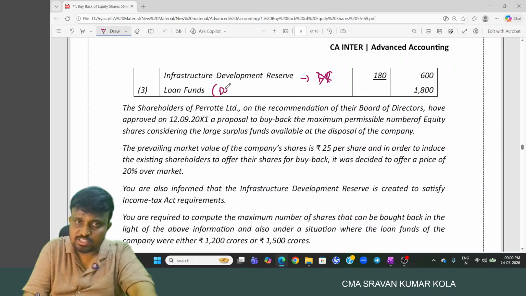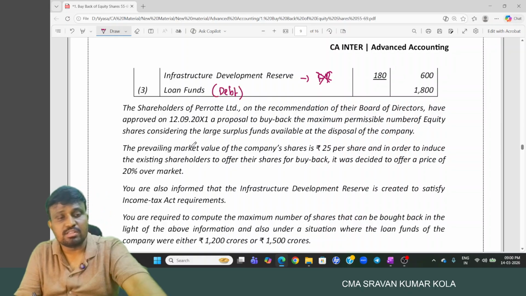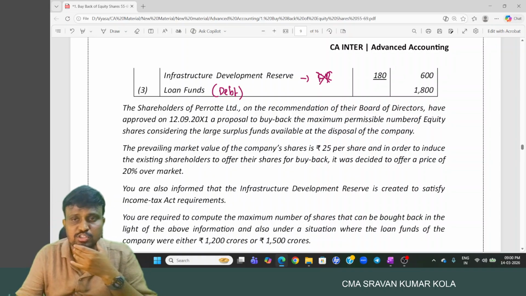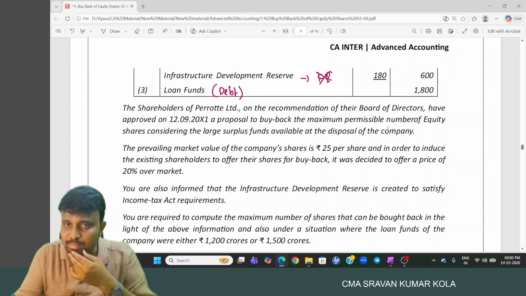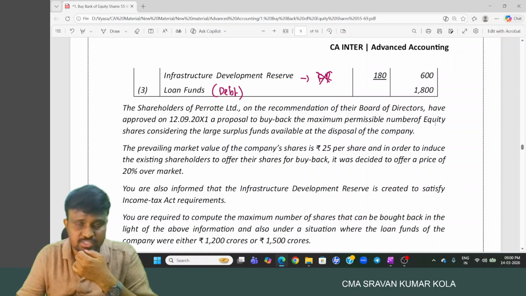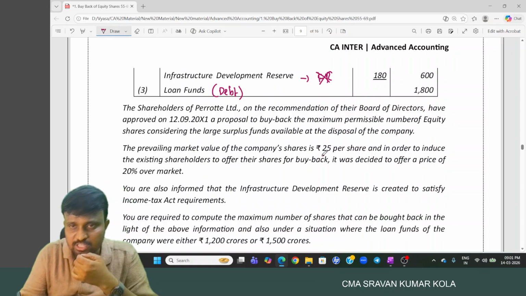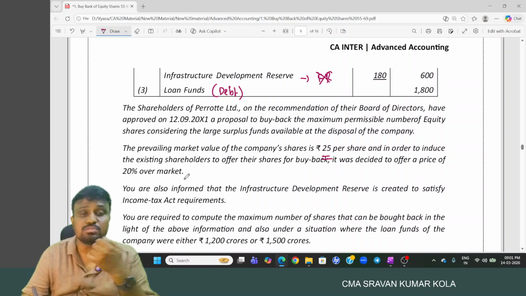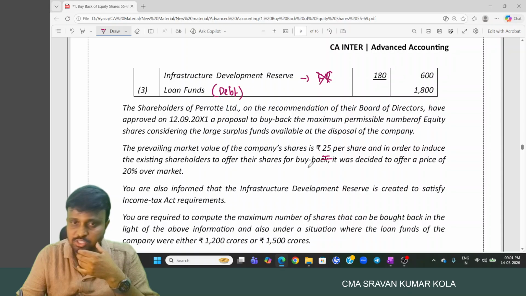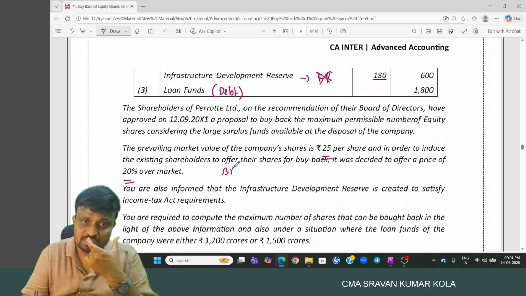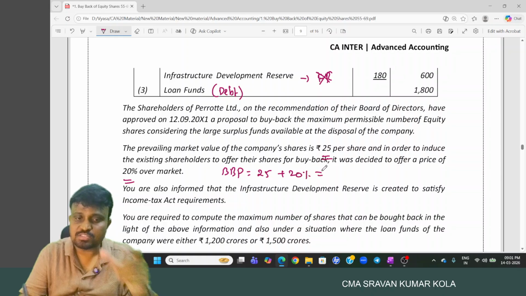And loan funds, this is nothing but debt. The shareholders of Parrot Limited, on the recommendation of their board of directors, approved on 12th September a proposal to buy back the maximum permissible number of equity shares, considering the large surplus funds available at the disposal of the company. The prevailing market value of the share is 25. In order to induce the existing shareholders to offer shares for buyback, it decided to offer a price 20% over the market. So buyback price is 25 plus 20%.